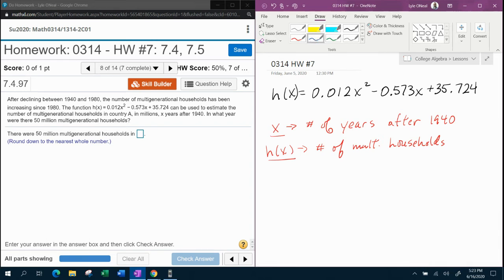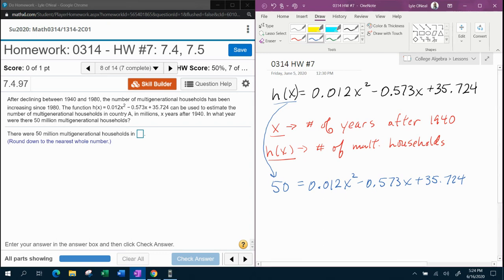Okay, so to rewrite this function, H of X is now 50, because they gave me that number. 50 equals 0.012x squared minus 0.573x plus 35.724. That is the first step, to replace H of X with what they give me. And now they want me to find how many years after 1940, so that means I need to solve this for X.